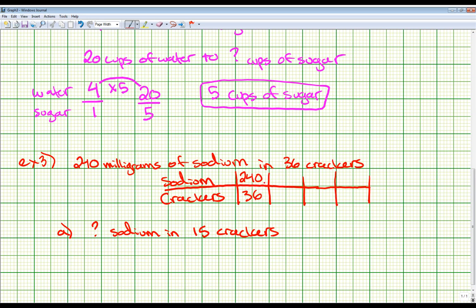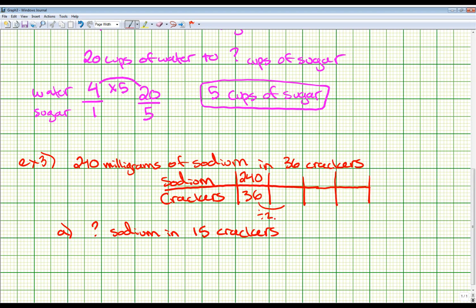Now, one thing I'm noticing here is that 240 versus 36, that is not in simplest form. So it may help us to try to get it down to simplest form in order to figure out our final answer here, which is trying to figure out how much is in 15 crackers. If we wanted to get from 36 crackers to 15 crackers, we wouldn't be able to divide 36 by something to get to 15. It just wouldn't work. So what we're going to have to do is take 36 and start cutting it into something that actually will go into 15.